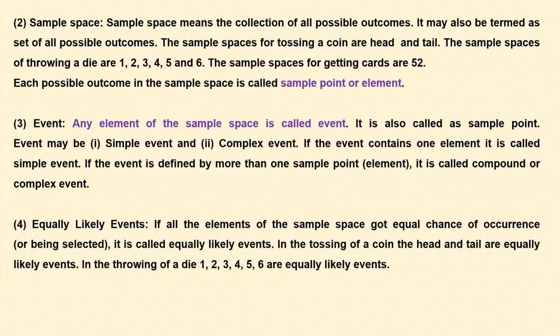Second one is sample space. Sample space means the collection of all possible outcomes. It may also be termed as set of all possible outcomes. The sample space for tossing a coin is head and tail. The sample space of throwing a die is 1, 2, 3, 4, 5 and 6. The sample space for drawing cards is 52. Each possible outcome in the sample space is called sample point or element.